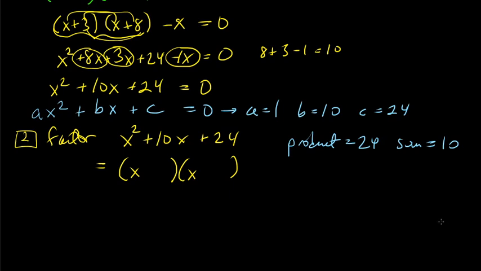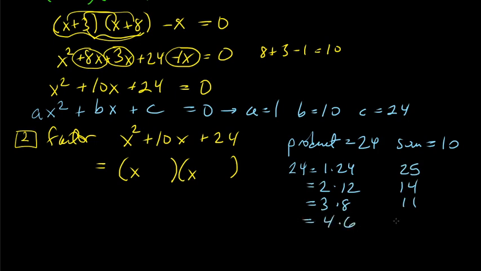So we usually go through this. I guess maybe I'll do it one more time very quickly. It's not 1 times 24 because that adds to 25. It's not 2 times 12 because that adds to 14. It's not 3 times 8 because that adds to 11. It's got to be 4 times 6. 4 times 6 is 24, and 4 plus 6 is 10. So the two numbers here are positive 4 and 6.